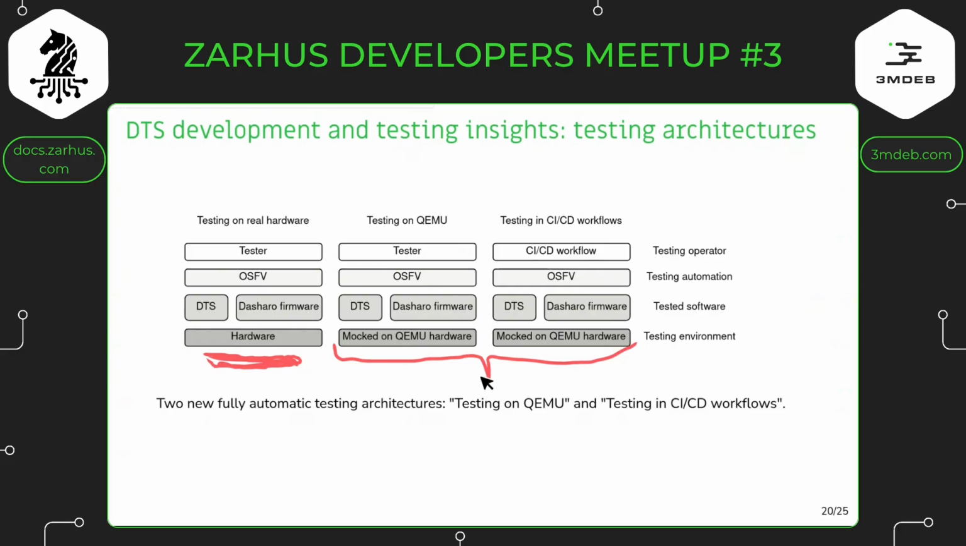And therefore, we decided to develop two distinct architectures that allowed us to fully automate the testing process. This is done with the help of Camel and OSFV. The architectures are pretty complicated, so be sure to check the blog post I mentioned before.